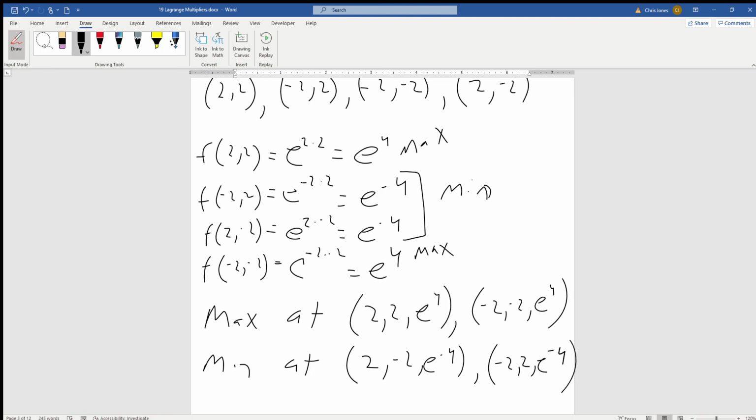So that's an overview of what Lagrange multipliers can do. Subject to some constraint, we can go through and evaluate maximum and minimum values. We could do the same thing in 3 dimensions, which we're going to look at in the next video, and then we're going to take a look at some applied problems as well.